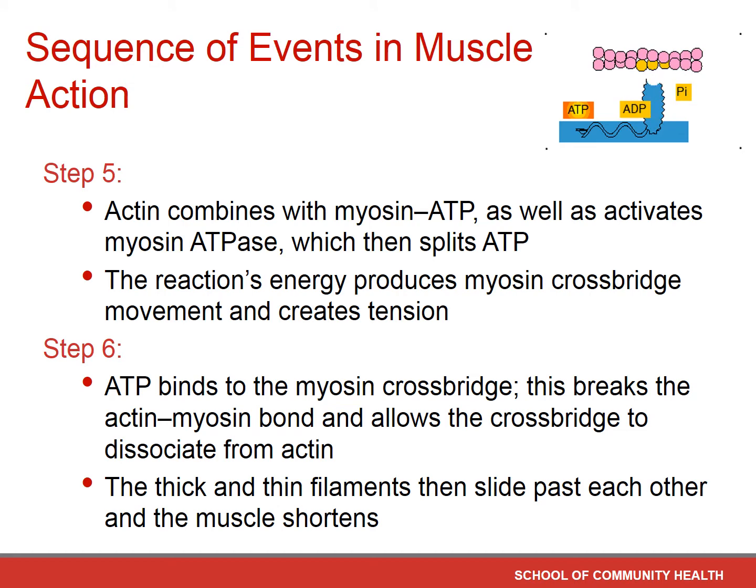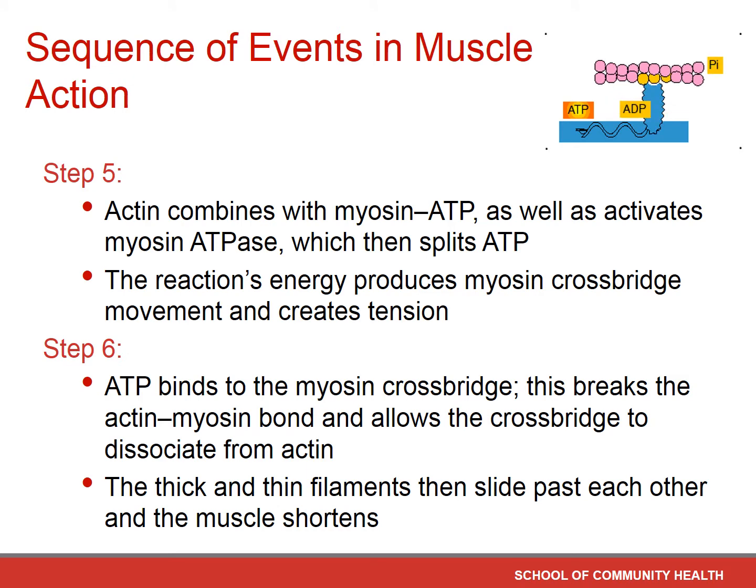So for step 5, actin combines with the myosin and also an ATP molecule. And this also activates the myosin ATPase, which is the enzyme that splits the ATP in the myosin head. This reaction's energy produces myosin cross-bridge movement and creates tension.